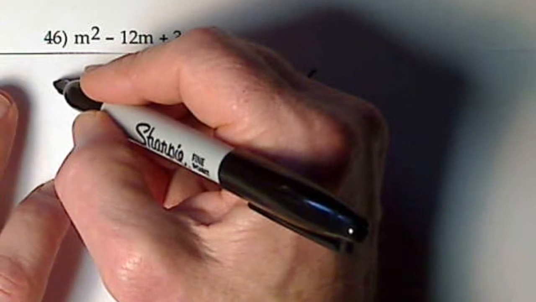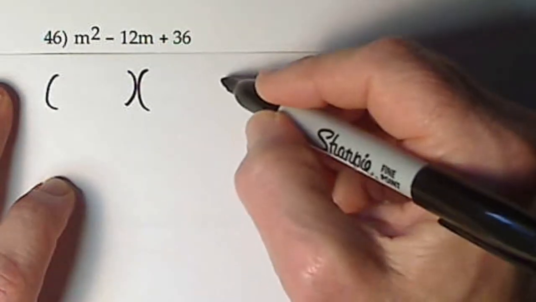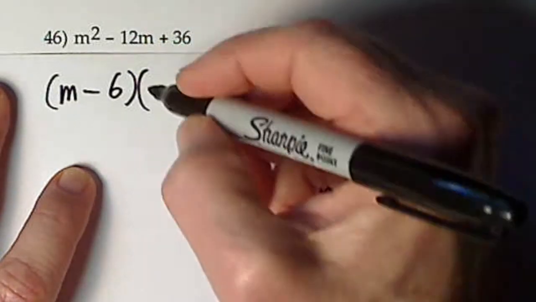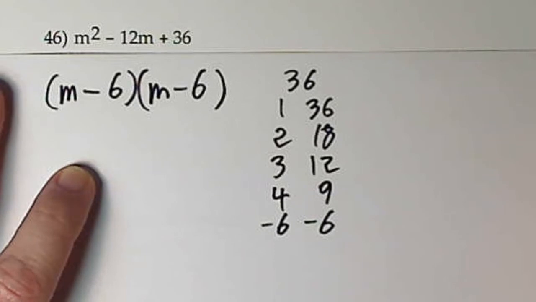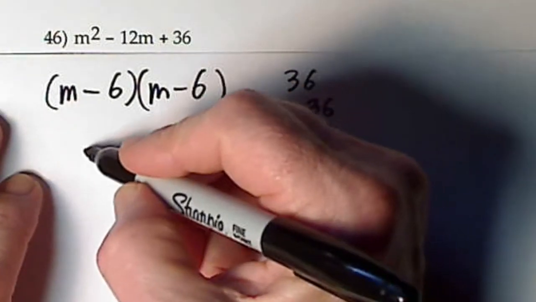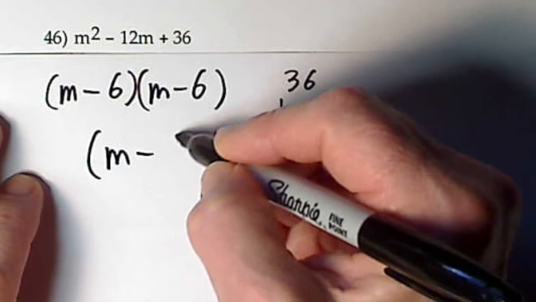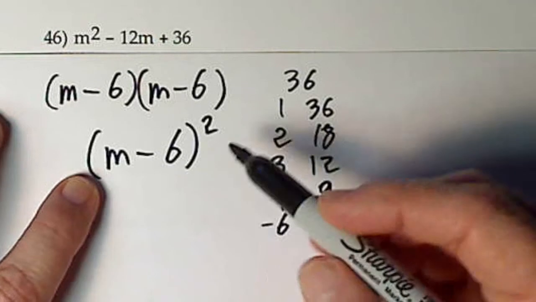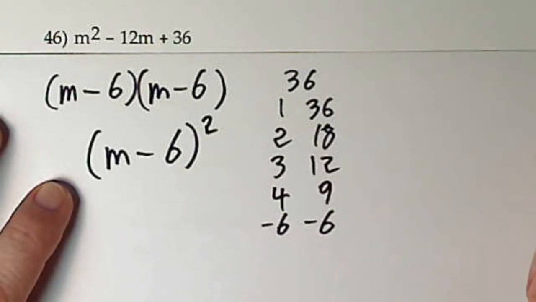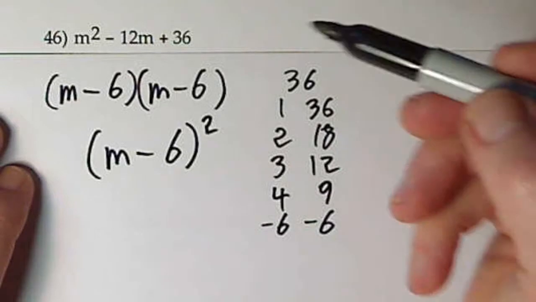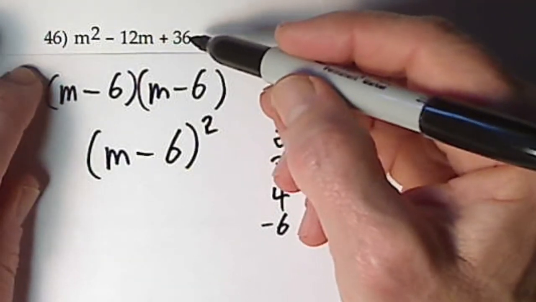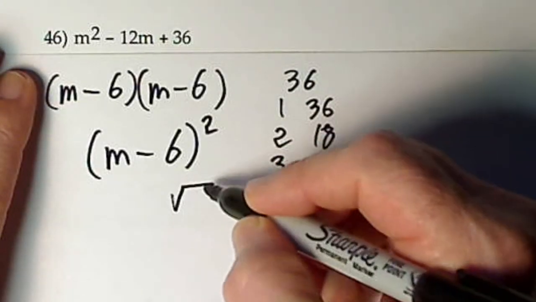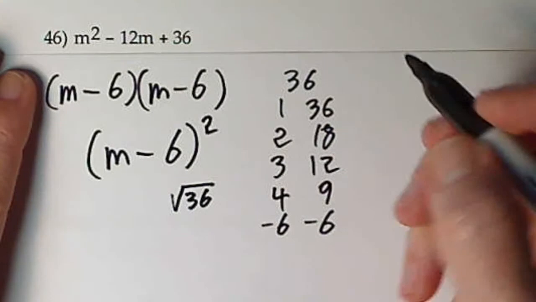So look at the factored form here. You have m minus 6 and m minus 6. Okay? This can be written in an easier way: m minus 6 squared. Okay? Because you have 2 sets of parentheses. But what they're hoping you'll notice in terms of asking if it's a perfect square trinomial is you look at the 36 and you should by now be noticing, hey, that's a perfect square. What's the square root of 36? It's 6.